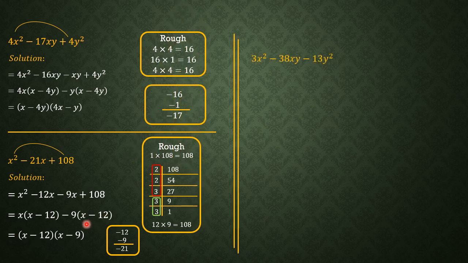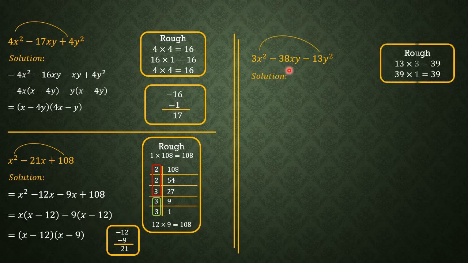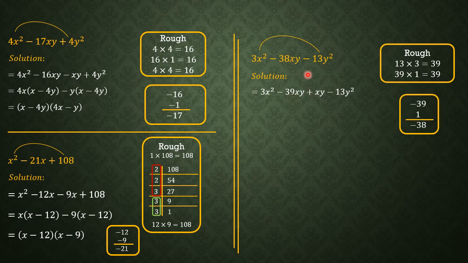Moving towards the next question. Again the same law, the same rules. 13 threes are 39. Now there's only one possible case that you have to discuss: 13 threes are 39 and 39 ones are 39. When you want to split this minus 38, minus 39 plus 1 will give you minus 38.